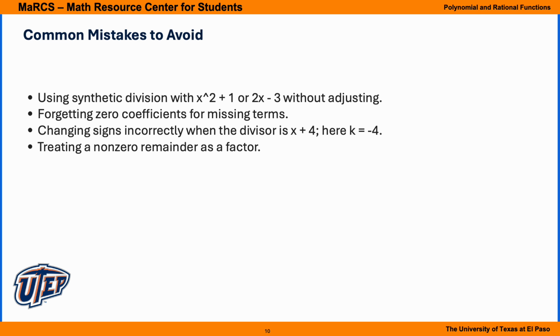Some of the common mistakes that we want to avoid are using synthetic division with x squared plus 1 or 2x minus 3 without adjusting. We cannot forget the zero coefficients for missing terms. We need those placeholders there so that division is done correctly. Another thing we want to avoid is changing signs incorrectly when the divisor is x plus 4. In this case, we can rewrite it as x minus negative 4 so that our k is equal to negative 4. Lastly, we don't want to treat a non-zero remainder as a factor.